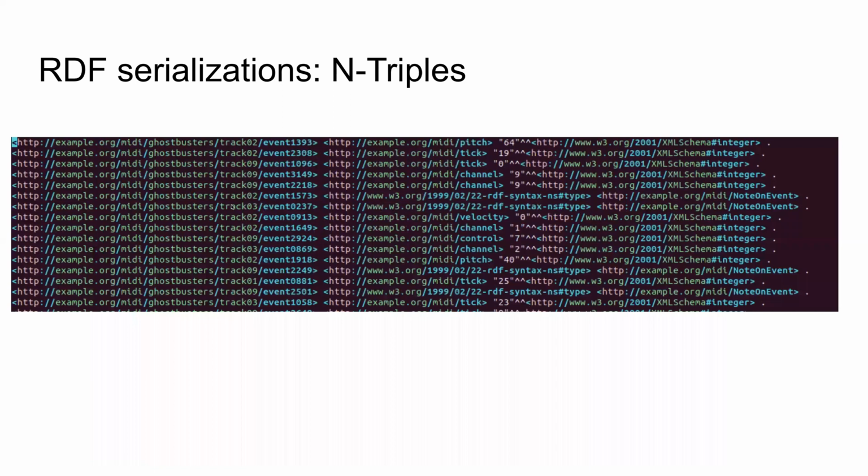Now we have N-Triples, which, as we said, is a format that represents triples, one triple per line in an extended format. So here you have subject, predicate, object, subject, predicate, object, and so on and so forth. As you can see here, the objects are quoted, which means these are literal values. They're not resources. The only resource we see in object position is this note-on event.